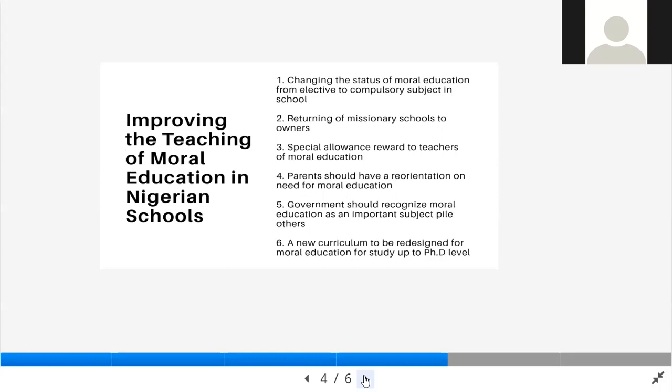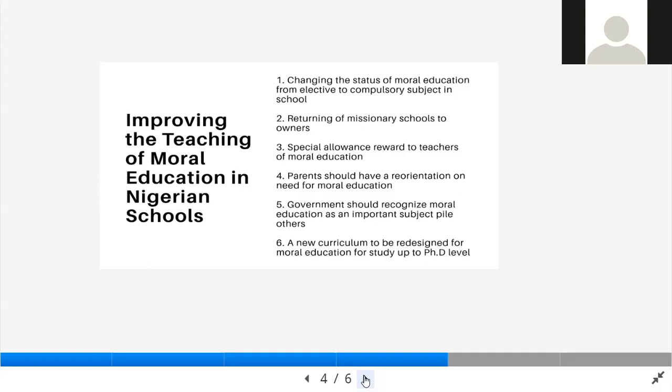Before, when the missionaries were handling education, before the schools were handed over to private owners and the government, the missionaries were handling the schools. And at that time, the teaching and learning of moral education was compulsory. But these days, it appears that teaching of moral education is no longer getting a very supportive hand, and there's no more serious discipline on a child who does not attend moral education class, and that is one of the challenges. And for improving the teaching of moral education, we pray that the government will make this subject compulsory.